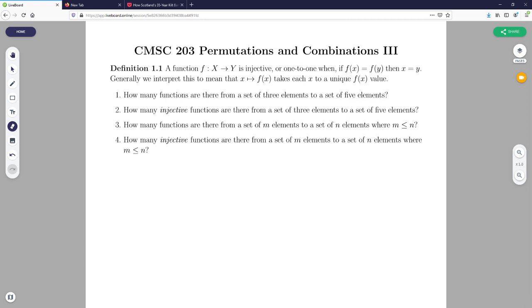So the real question in combinatorics is, how many functions are there? How many functions are there from a set of 3 elements to a set of 5 elements? Right now we don't care about injective; that will come into the next problem. So how many functions are there? The first question is, what is a function?